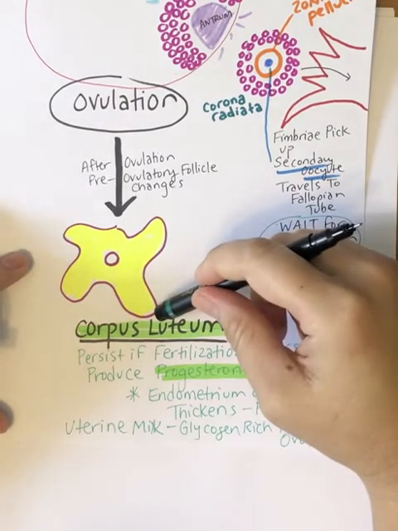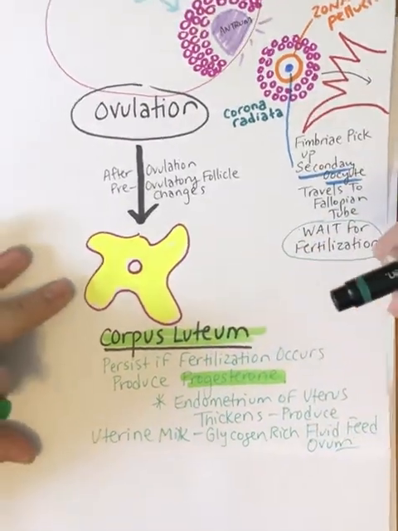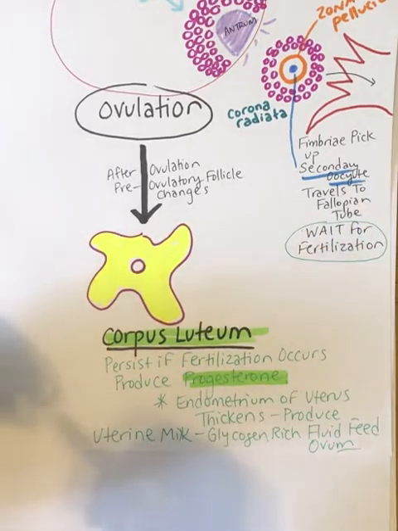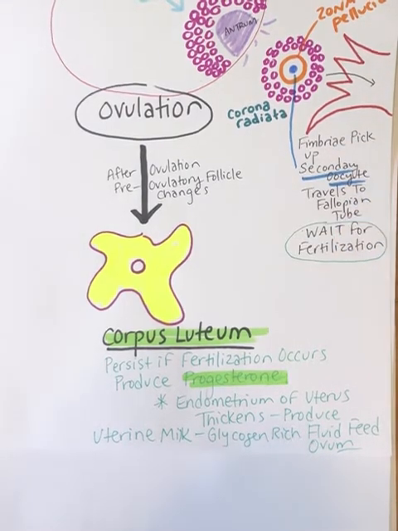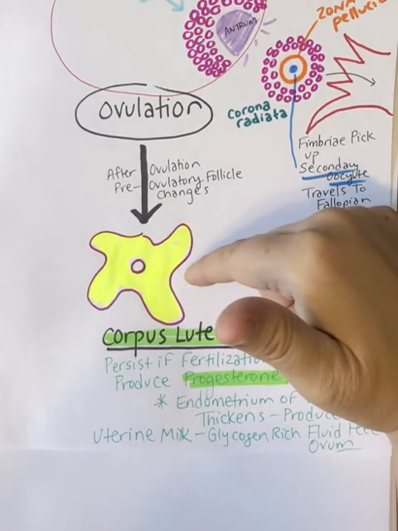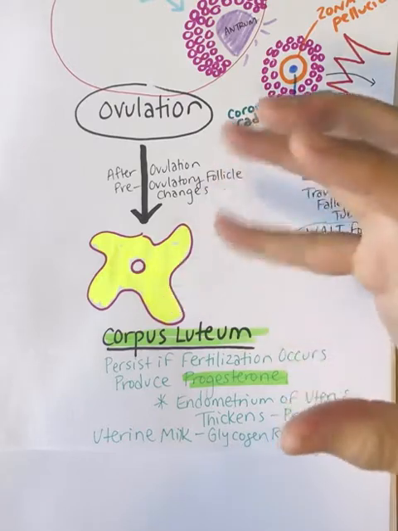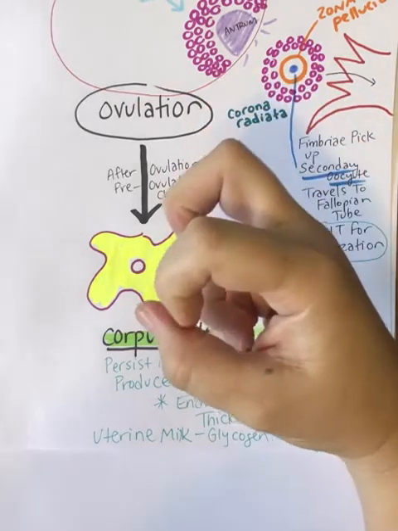So the corpus luteum is trying to get ready for pregnancy. So every time you ovulate, your body thinks you're going to get pregnant. So this has to happen every time. So now, say a couple days passes, no fertilization occurs. Well, we don't need progesterone anymore. So the corpus luteum disintegrates, starts to shrink.